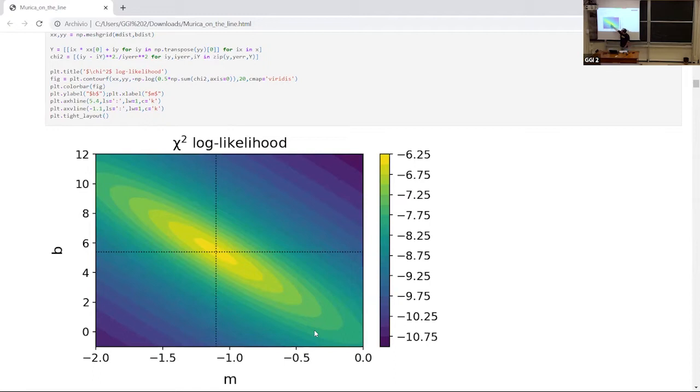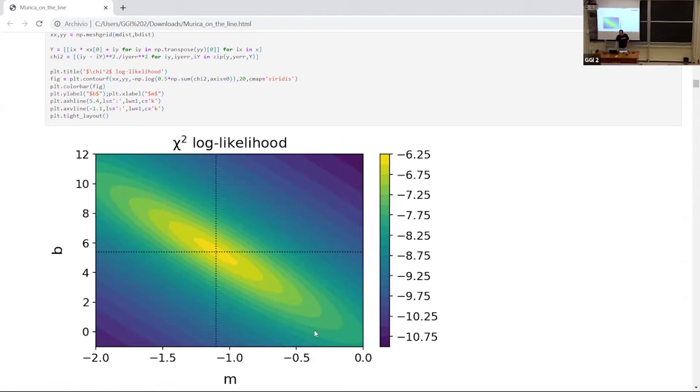But you see, when I do this, the center of the chi-square, so the point where the likelihood peaks, is the same where it was peaking in the least square. So basically the solution I will get maximizing this likelihood is the exact same solution of the least square problem. And here with these two dotted lines, I indicated exactly the least square fitting solution.